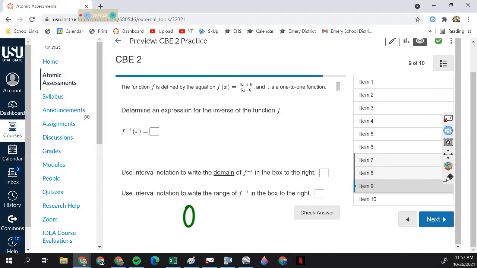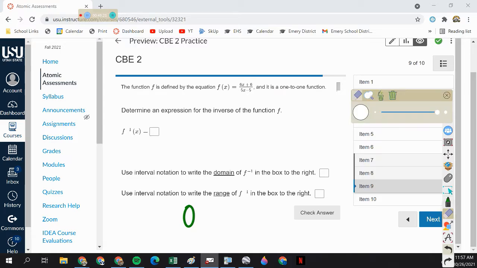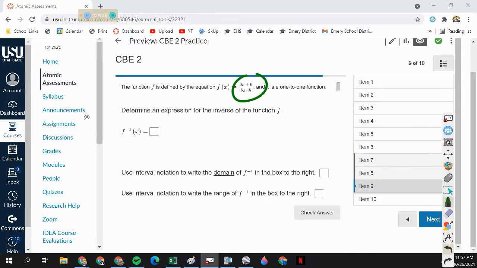Okay, number 9. So we have a one-to-one function there. What is the domain? So let's look at this function here. What is the domain of that function? X cannot be what? What single number breaks that function? 1. X cannot be 1. What's the range of that?